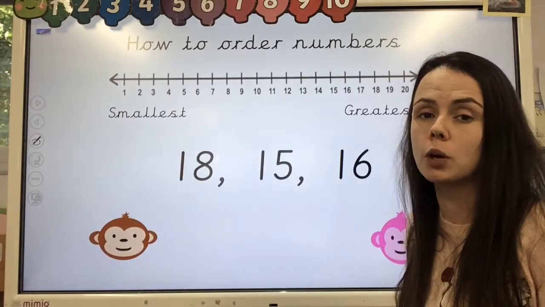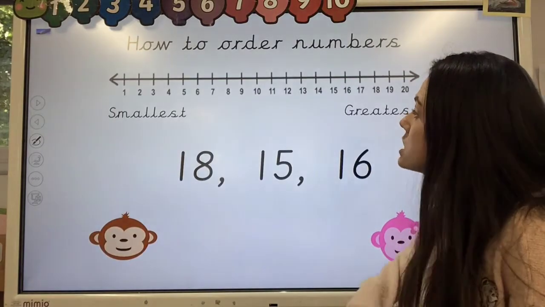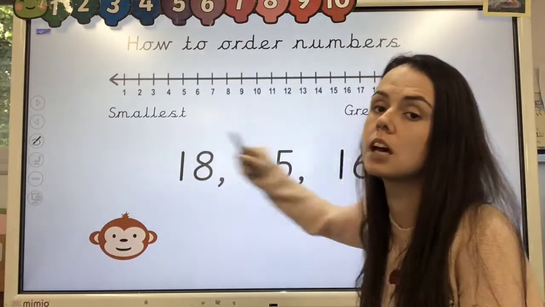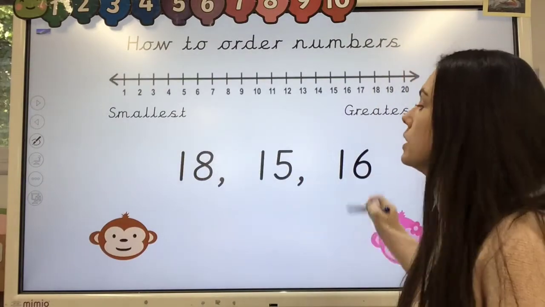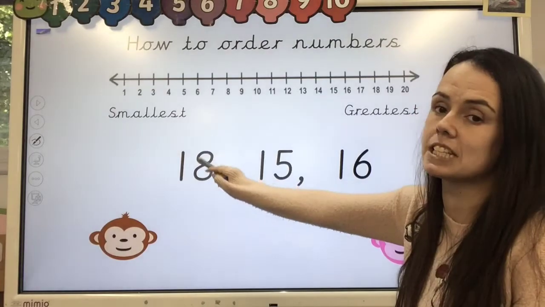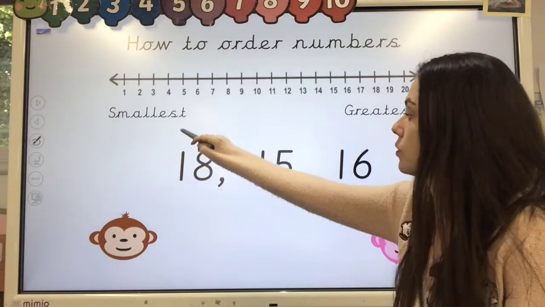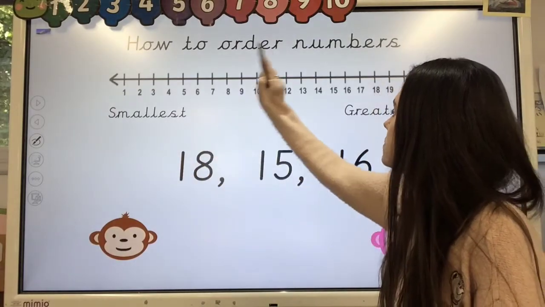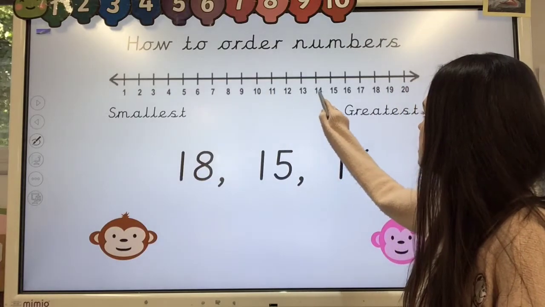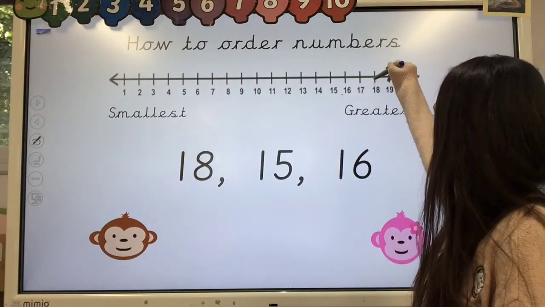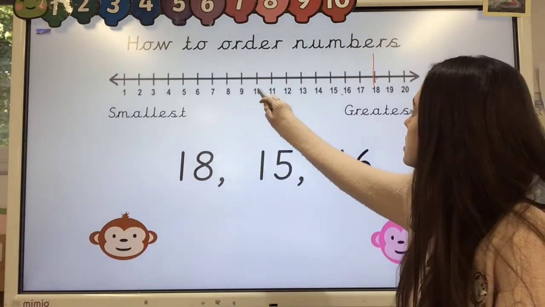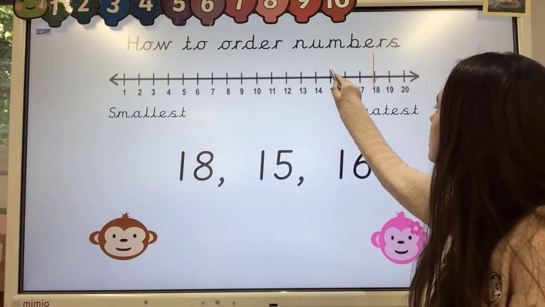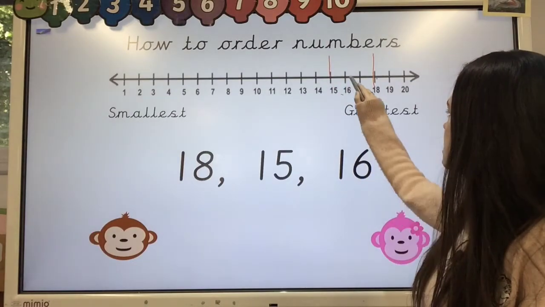Right, let's have a go now at doing this one. Again we're going smallest to greatest, and we're going to plot them on the number line and then see where everyone is. Let's start off with 18. I know it's above 10 because we've got a 10 here and 8. So let's find 10 and go along. 18 is here. Then 15, again it's above 10, so let's look for 10 and go across. And 16.